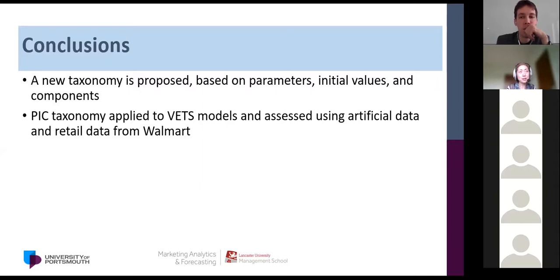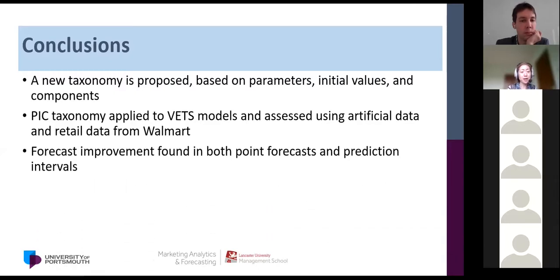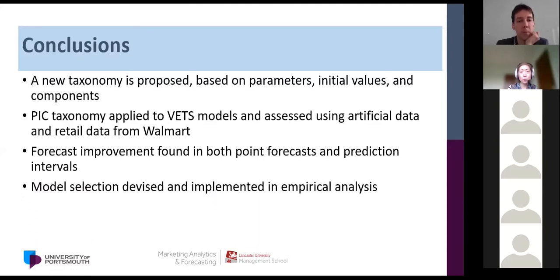I think it's important to point out that we do not intend to fully extend the univariate ETS framework to a vector version, but rather we have selected a subset of pure additive and multiplicative models to assess the PIC taxonomy on. So we do that through looking at simulated data and also real data from Walmart. And I think we can safely say that we see improvement in both point forecasts and prediction intervals. We have devised a model selection mechanism for the PIC taxonomy, and it has been implemented in the empirical analysis.